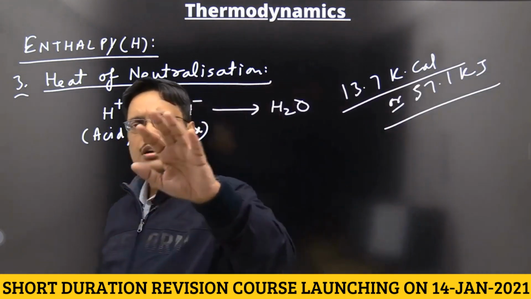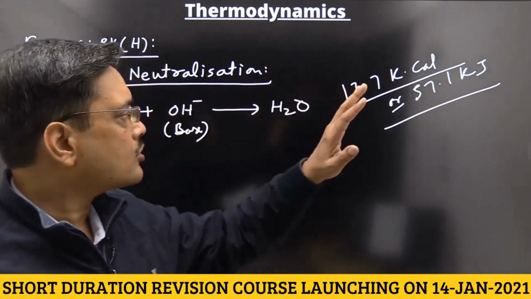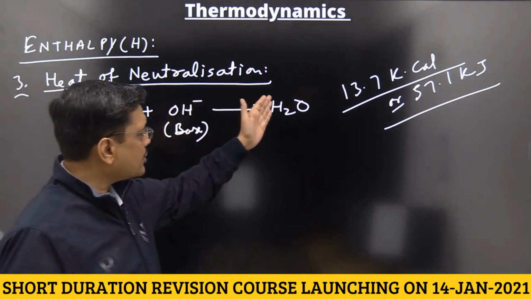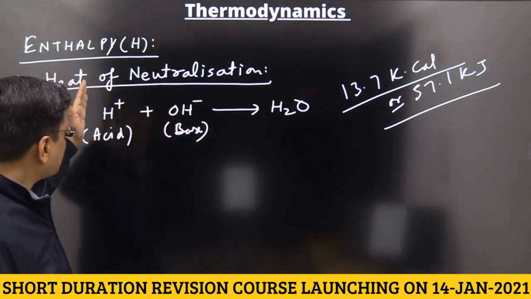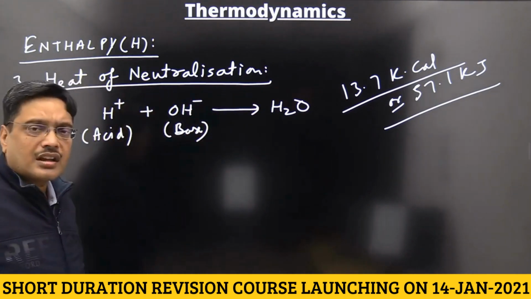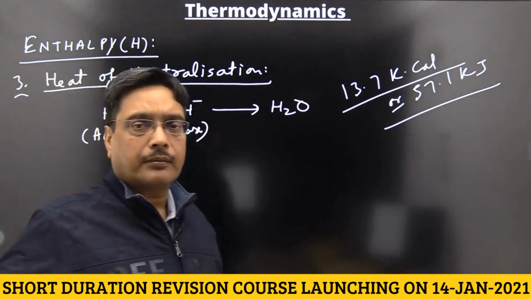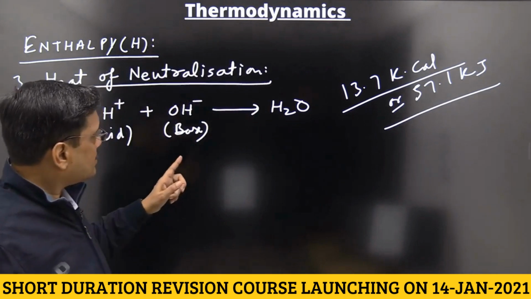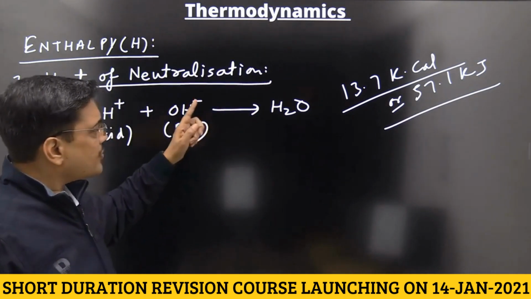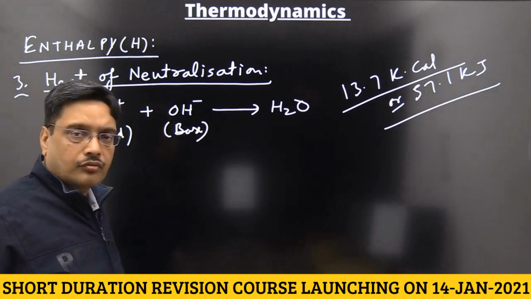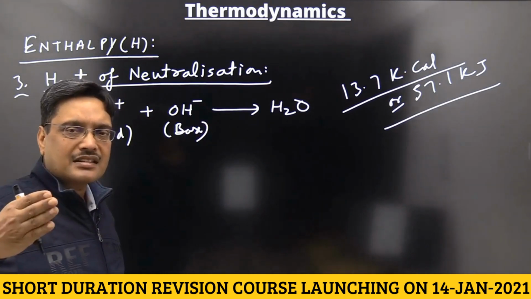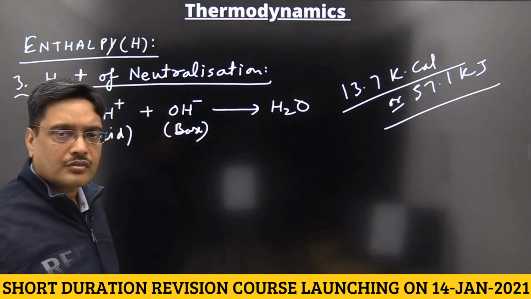In case of all strong acid and strong base, the heat of neutralization is constant, because in all cases water molecule is formed. In all cases H plus ion and OH negative ion are formed, which interact to form water. Is it clear? Actually, the number of water molecules decides the heat evolved. If less water is formed, then less heat is evolved.